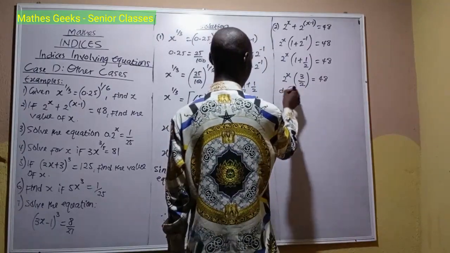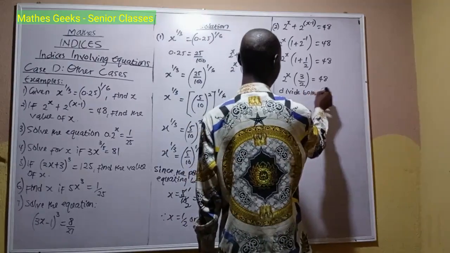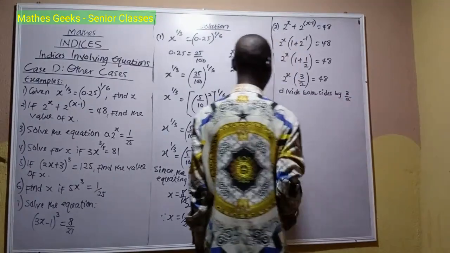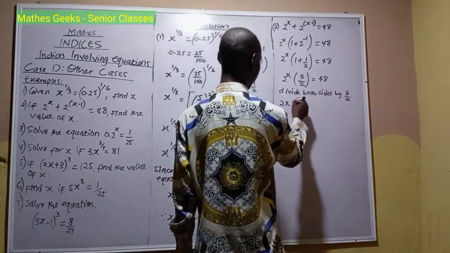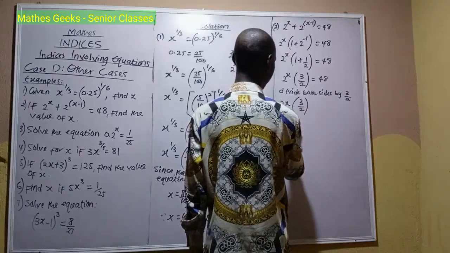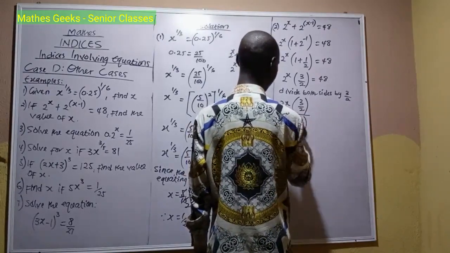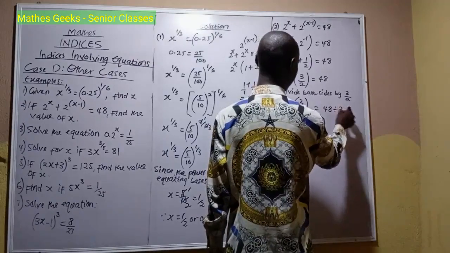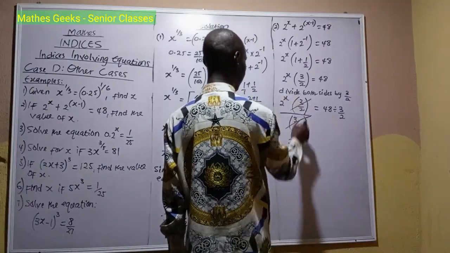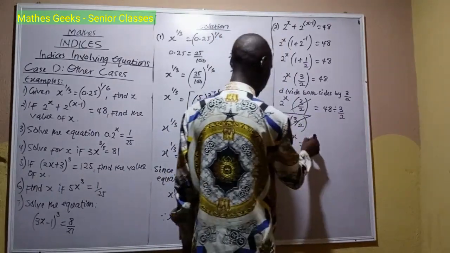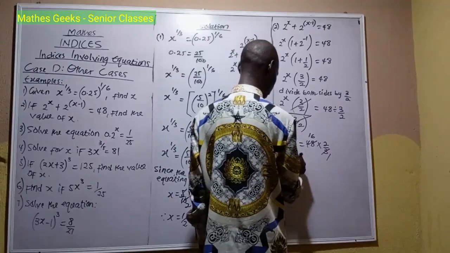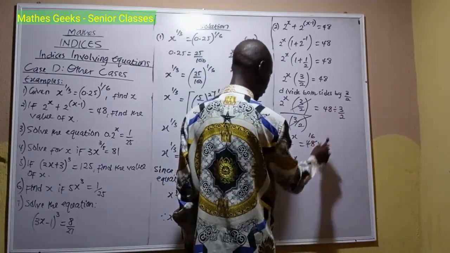I'm going to divide both sides by 3 over 2. The 3 over 2 cancels on the left, so 2 raised to the power x equals 48 divided by 3 over 2, which is 48 times 2 over 3. 3 into 48 is 16, so 2 raised to the power x is equal to 16 times 2, which is 32.